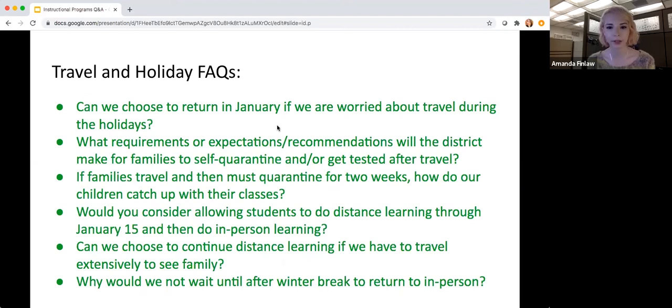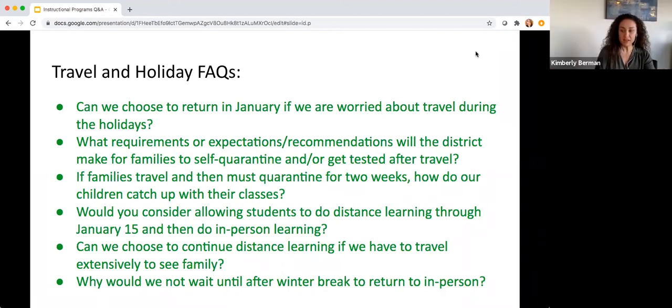What requirements or expectations/recommendations will the district make for families to self-quarantine and or get tested after travel? The district will recommend that families follow all of the county health guidelines for travel. And so there are no general restrictions on travel at this time, but all of the county health guidelines are ever changing and ever responsive to our current environment. And so we ask that you continue to monitor that.